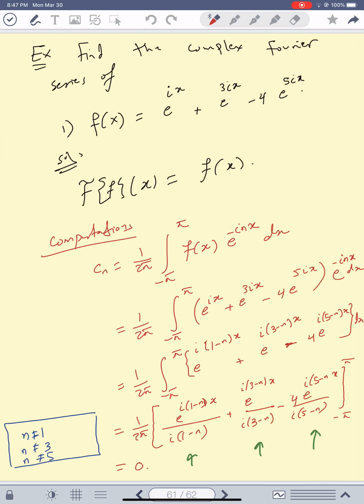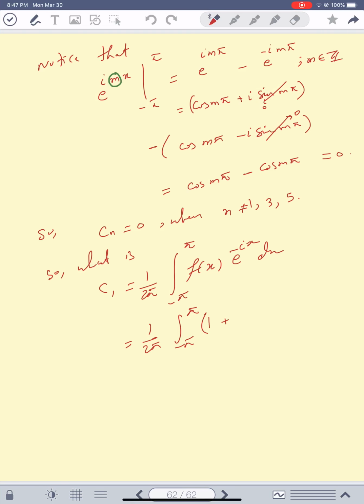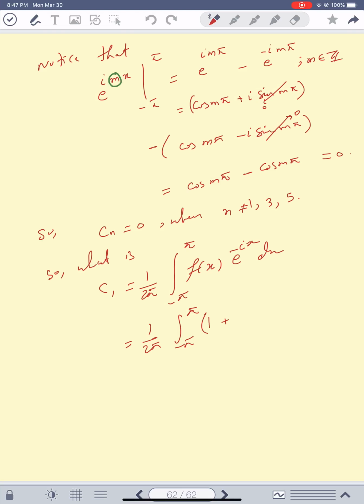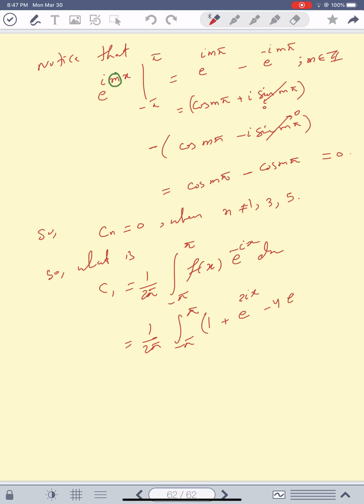Now what is f of x times e to the minus ix? You can take it from here, right? If you replace n by 1 into this formula, when n is 1, the first term will be e to the 0, which is 1. Plus, when n is 1, the second term will be 2 e to the 2ix. And the last term will be minus 4 e to the 4ix dx, all times 1 over 2 pi. The integral of 1 is 2 pi from negative pi to pi, plus 0 minus 0.